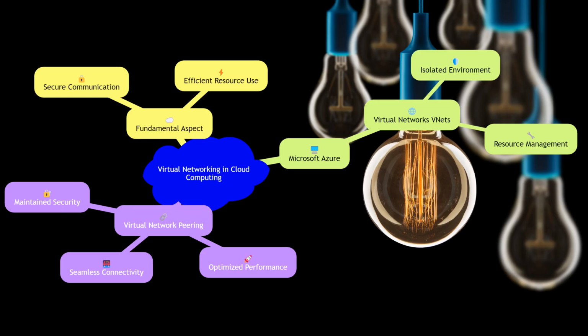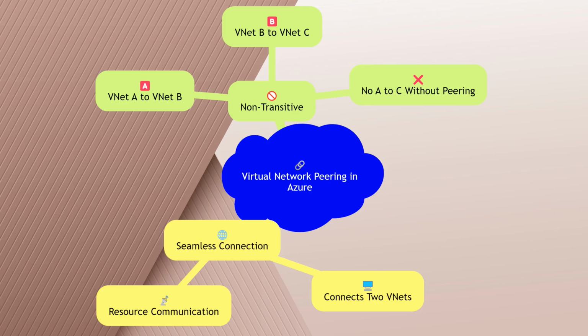Virtual networking is a fundamental aspect of cloud computing, enabling resources to communicate securely and efficiently. In Microsoft Azure, virtual networks, VNets, provide an isolated and secure environment for deploying and managing resources. Understanding how to create and configure virtual network peering is crucial for ensuring seamless connectivity between different VNets, optimizing performance, and maintaining security. Virtual network peering in Azure allows you to connect two VNets seamlessly.